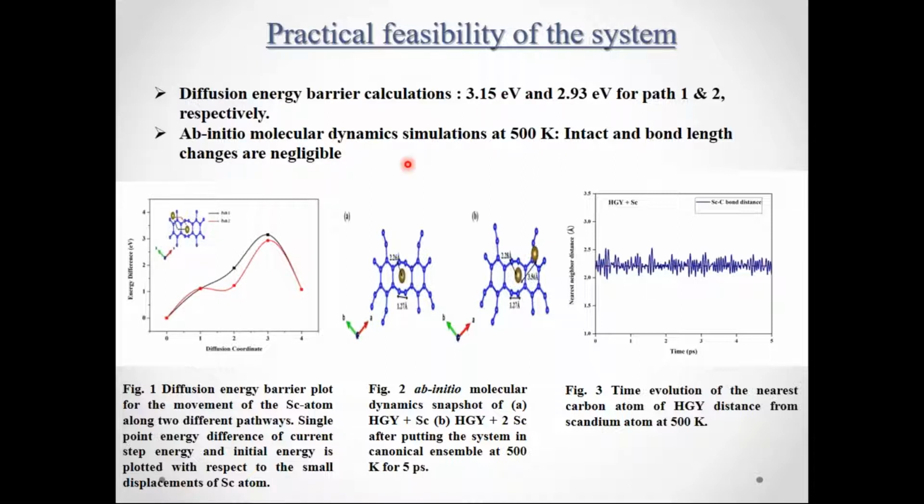This indicates that the diffusion of the metal atom will not take place in our system, and metal-metal clustering will not take place. This can also be explained by performing molecular dynamics simulations. From the molecular dynamics simulations, we have found that the change in the metal-metal distance after placing the metal atom in a canonical ensemble for 5 picoseconds is also very small, which indicates that the displacement of the metal atom will not take place to another site, and metal-metal clustering will not take place in our system.